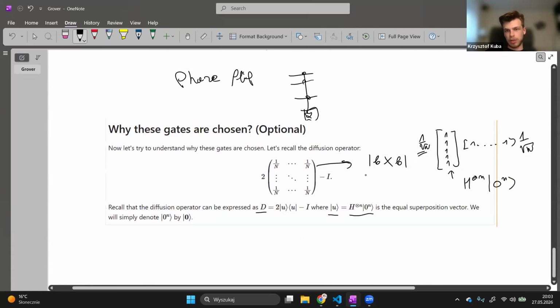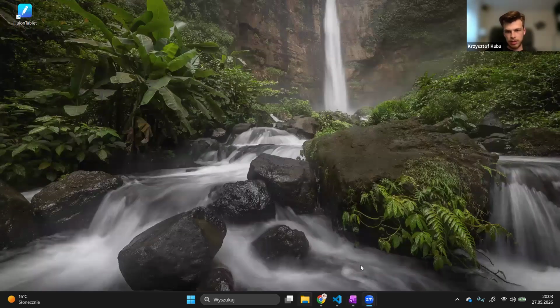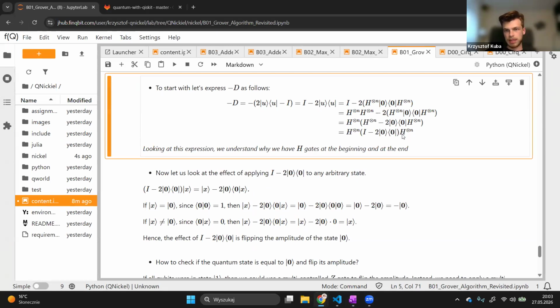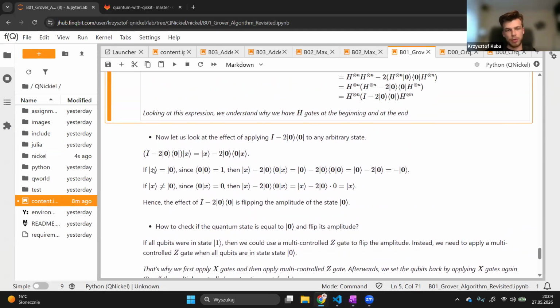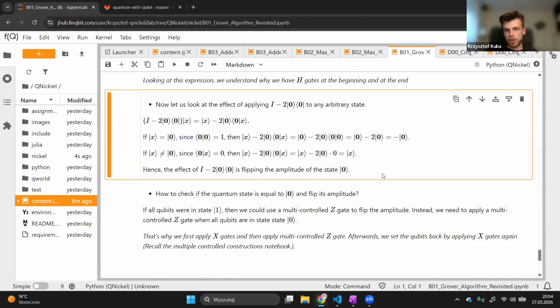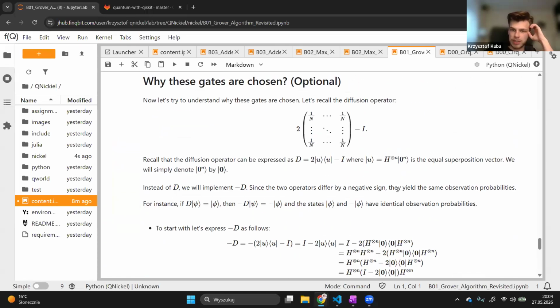But we would like to do a phase flip about the zero state. And this derivation here actually shows you how to implement this. And here we have, once again, what I was showing you before, that if x is equal to 0, then this whole expression becomes minus 0. And if x is different than 0, it becomes x. So how to get this? Well, we can do the same with phase flip.